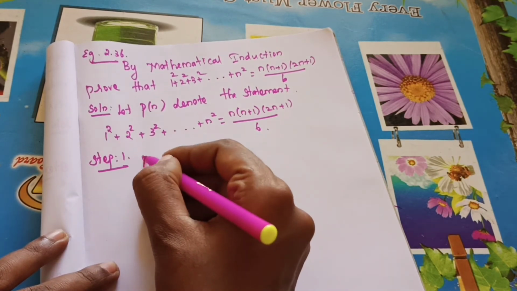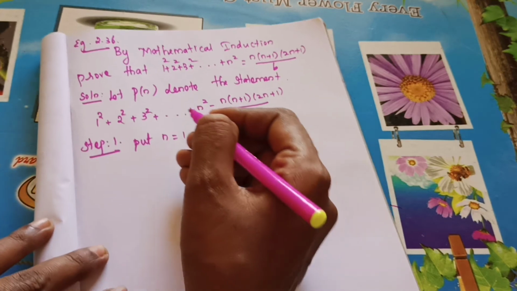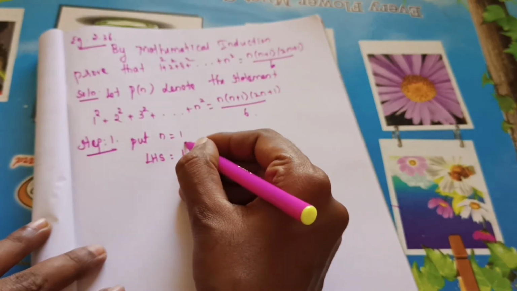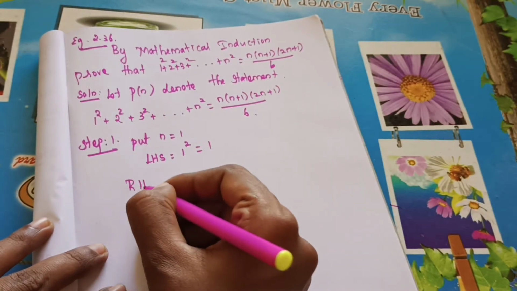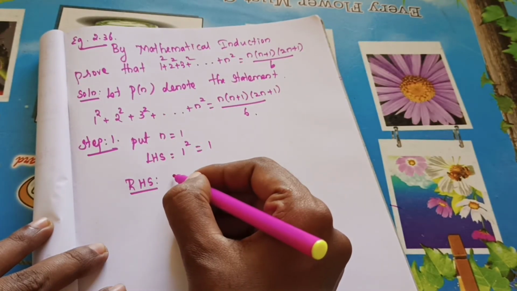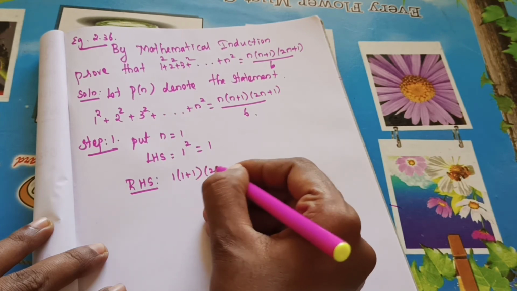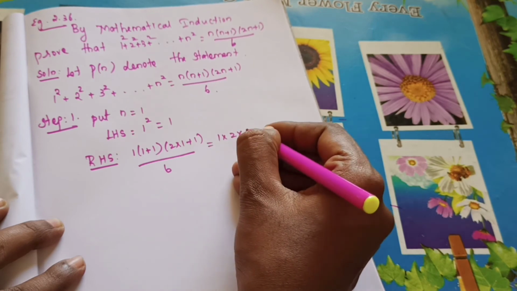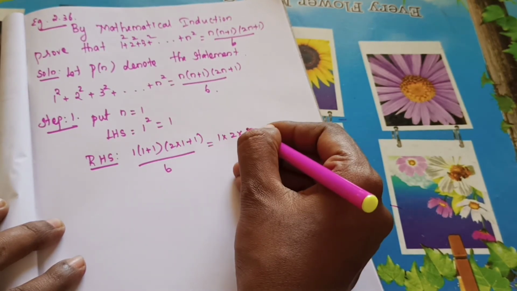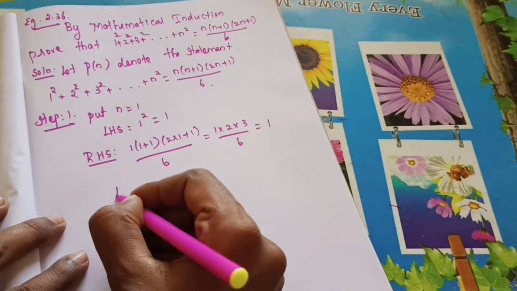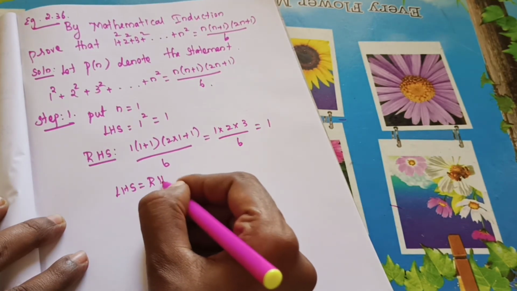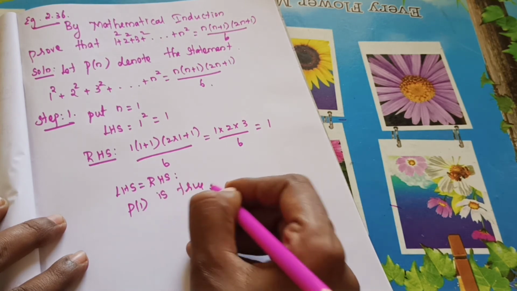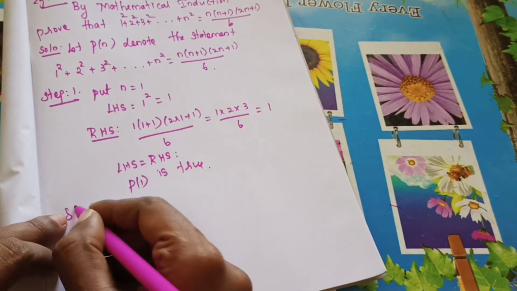Step 1. Put n equal to 1. So n equal to 1 means LHS: n square, so 1 square is equal to 1. RHS, substitute n as 1: 1 into 1 plus 1, 2 into 1 plus 1 divided by 6. So 1 into 2 into 3 by 6, that's equal to 1. So LHS is equal to RHS. Therefore P of 1 is true. Got it? Okay, next is step 2.